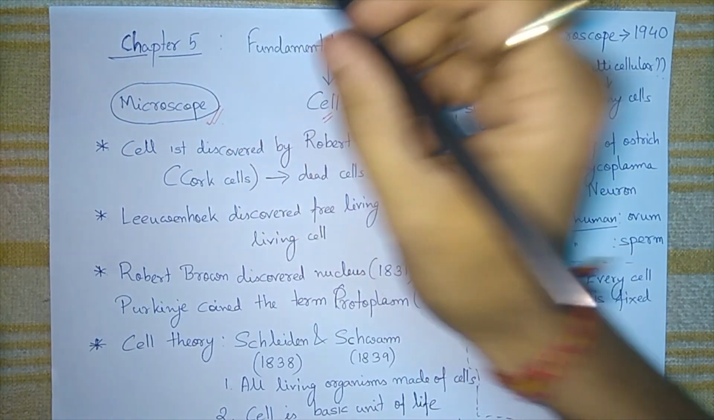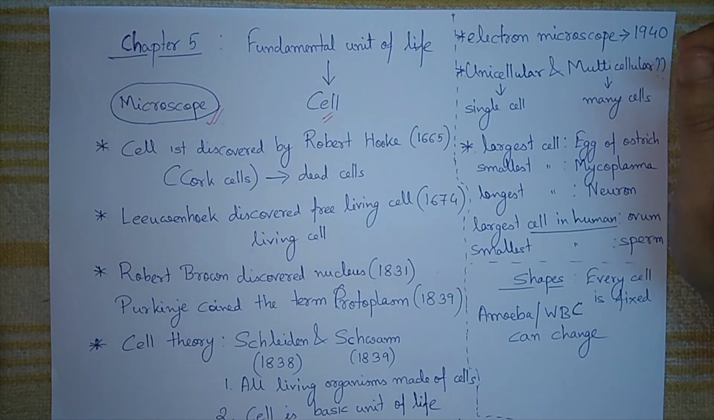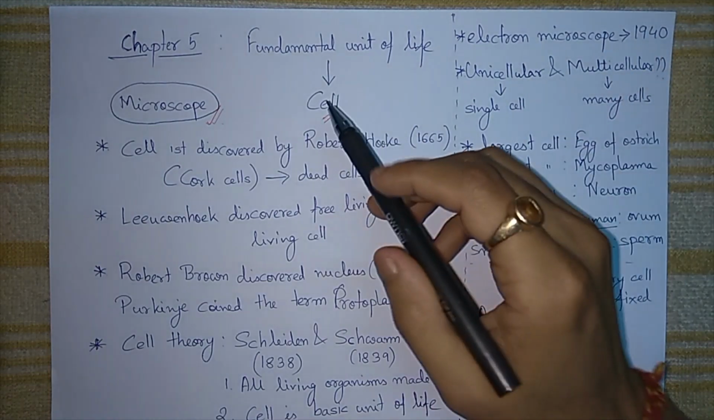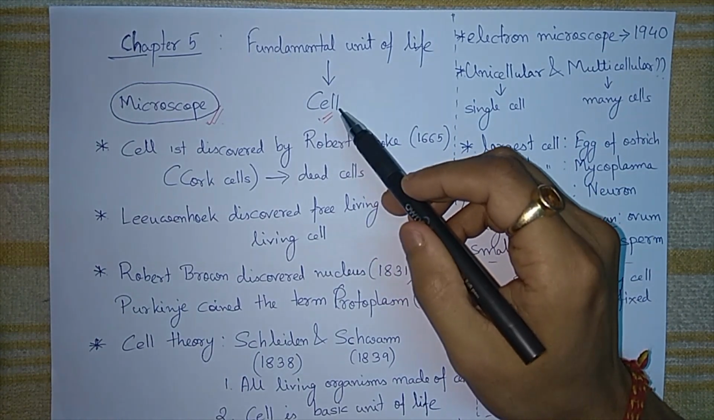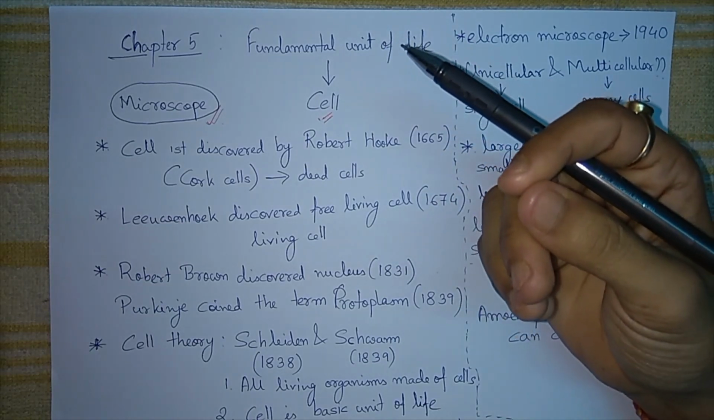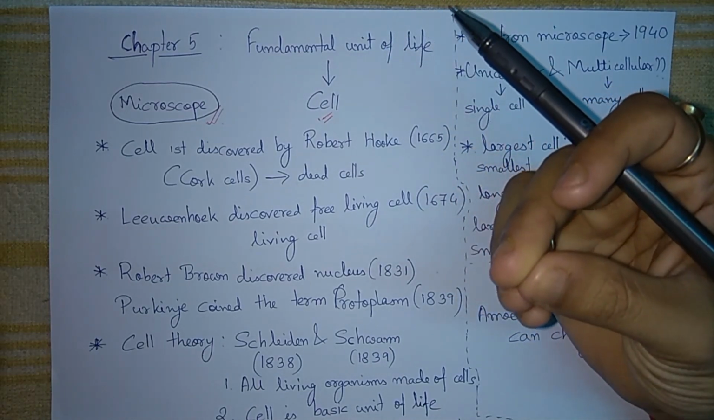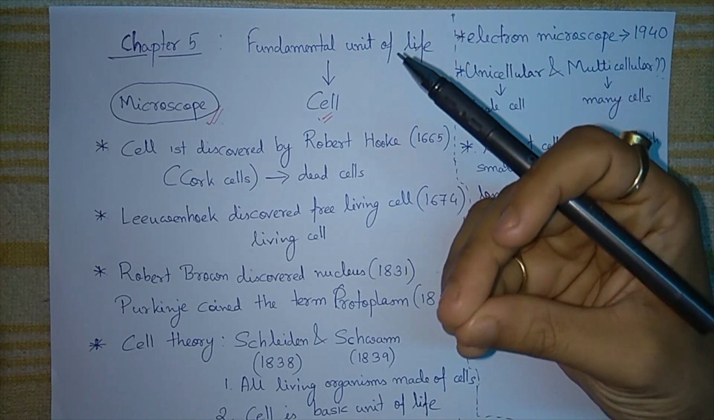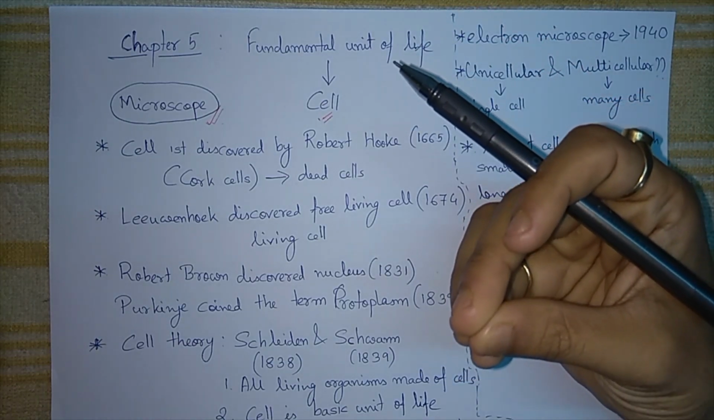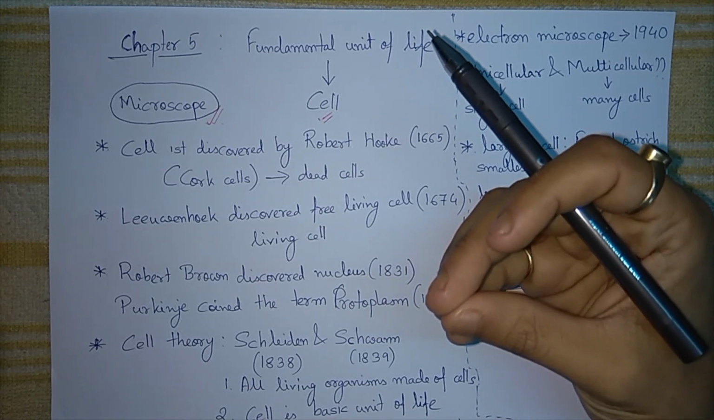Now we all know what a microscope is. Microscope is a special device which is helpful in observing very small, very minute things in a magnified way. So a cell is a very small living structure which you cannot see with your naked eye. For that you need a microscope.